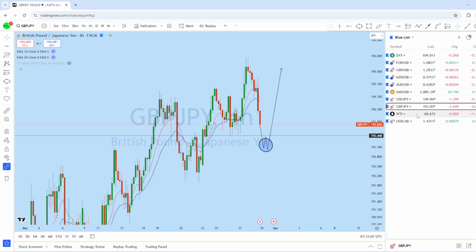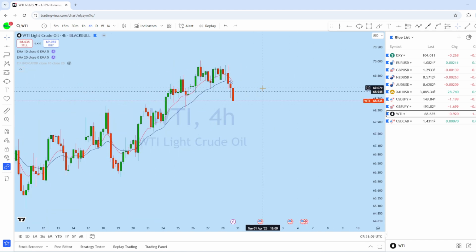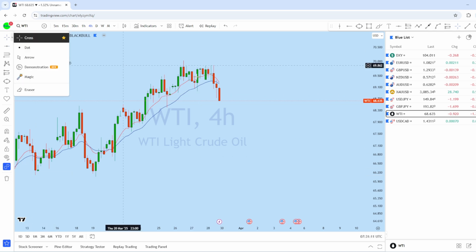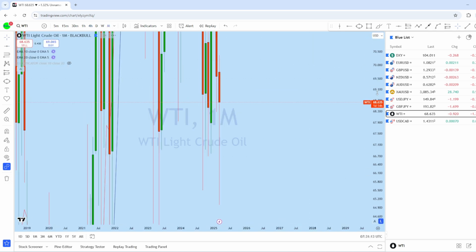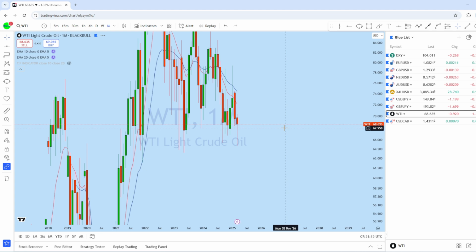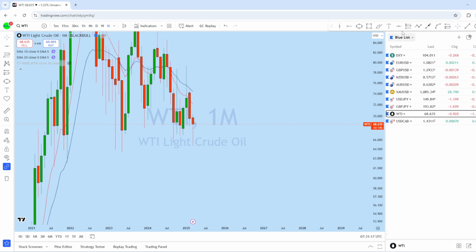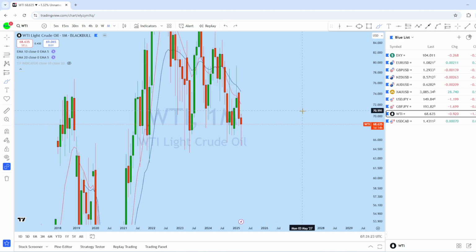Now let's look at WTI. Let's see what kind of trading opportunity we may have in this market. Looking at the monthly chart on WTI, this is the monthly price action here with a monthly bear candle followed by another monthly candle with a long wick at the bottom here.